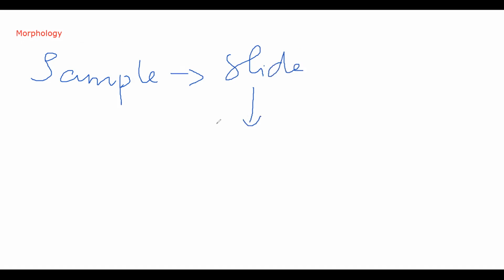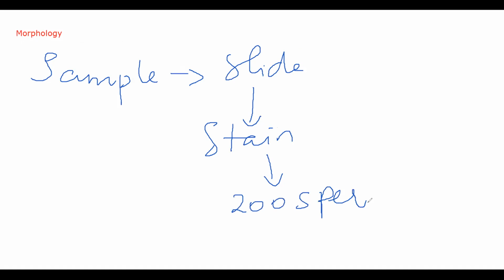Okay, so once you take the sample, you put it on the slide, and you will stain it. You can use any of the Romanowski stains, PAP or H and E stain, you can use those also. Once you stain it, you will count or you will check 200 spermatozoa. Okay? Out of 200, at least 80% should be normal.